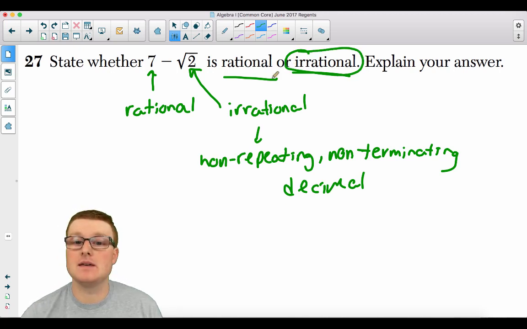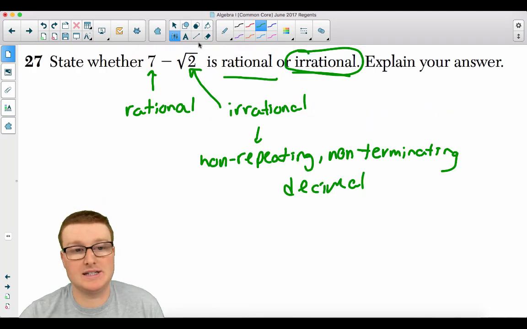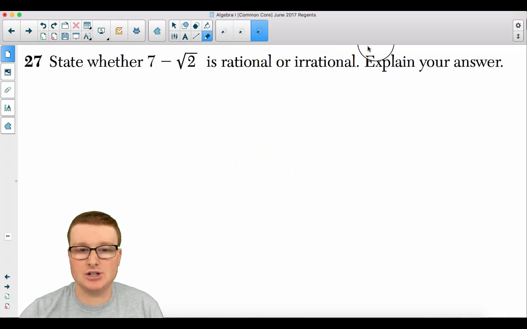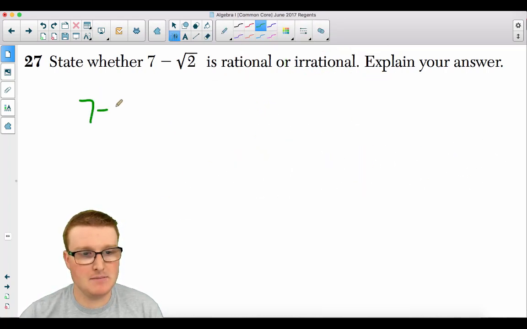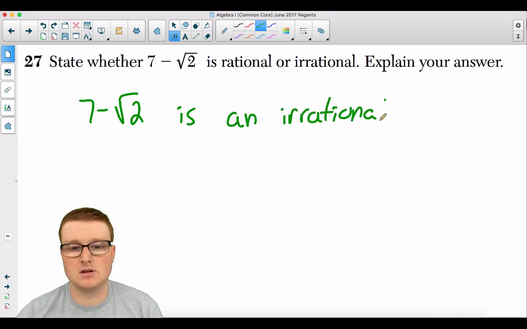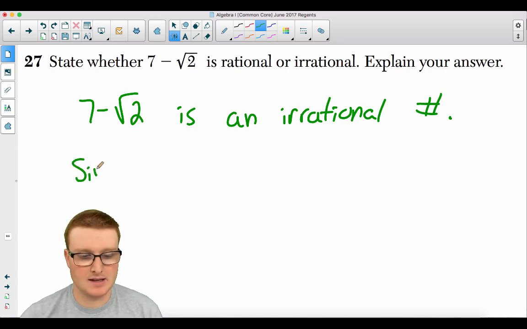So here's how you explain your answer. And you need to answer the actual question first. So your answer is this. 7 minus radical 2 is an irrational number, okay? Now, here's how you explain your answer.